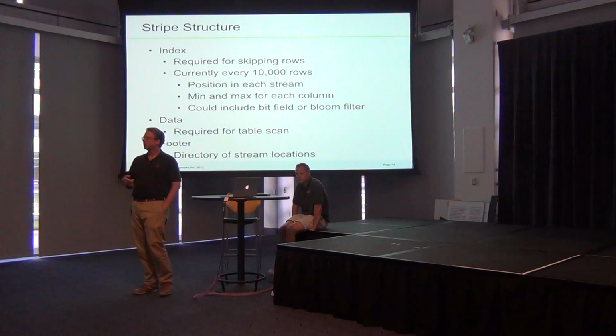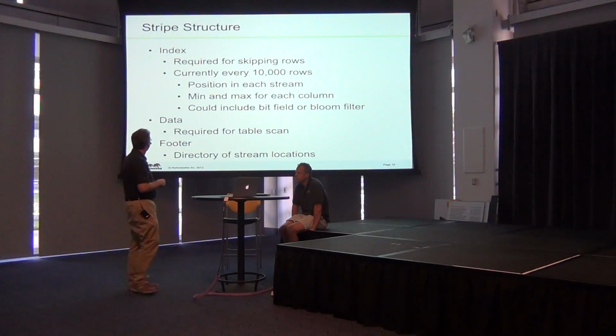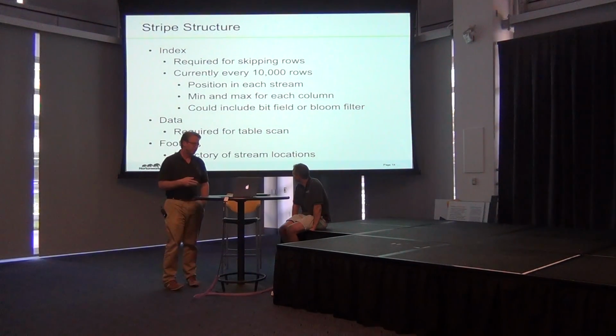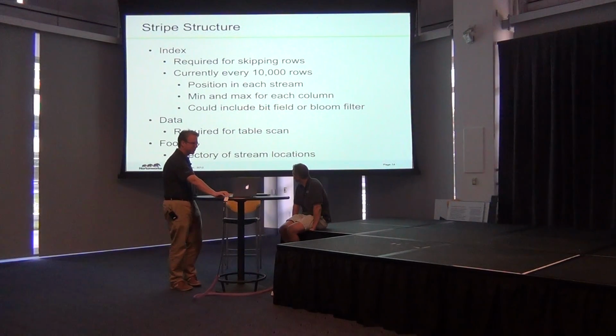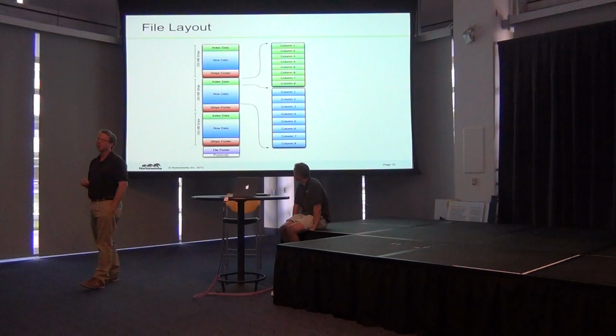We currently have the indexes in with just min and max. We could add a little filter, but that's coming. And finally, at the bottom of the stripe is a footer that describes where the parts inside the file are. This is what it looks like.